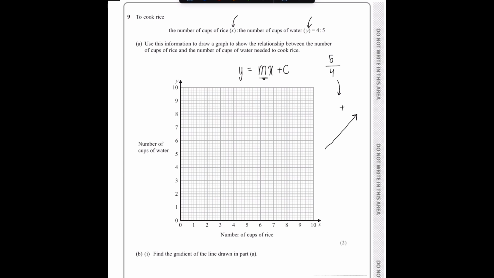The next thing that we want to think about is, what would the y-intercept be? So when there are 0 cups of rice, we don't need any cups of water, do we? So then our y-intercept is 0. So as a result of this, our line would look something like this. So we would go 4 along, and then we would go 5 up, wouldn't we? So we would go somewhere there. Then we do exactly the same thing again. 4 along, and then 5 up. So then our line would look something like this. So that would be our line.